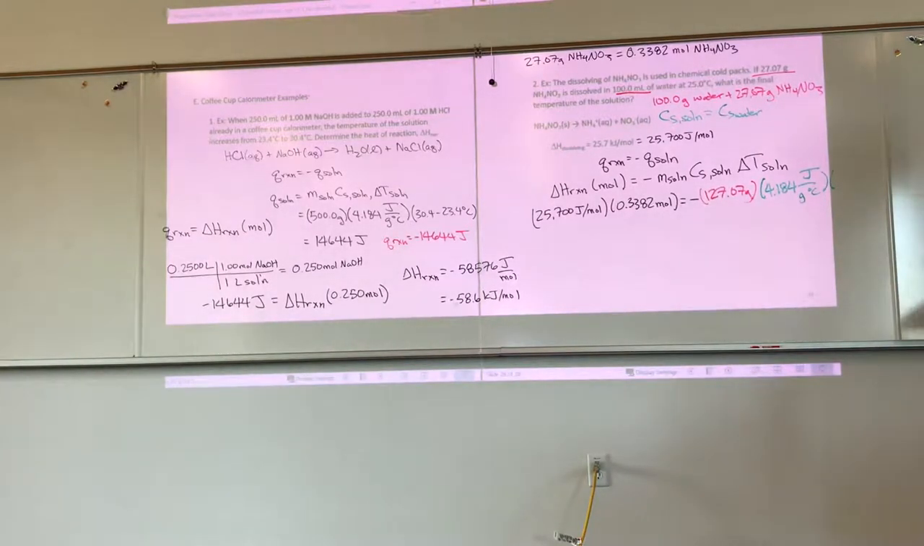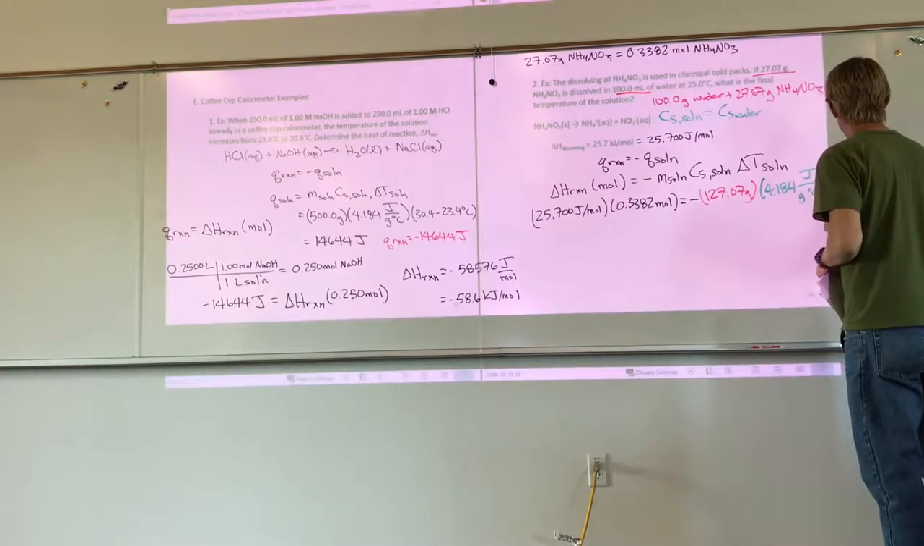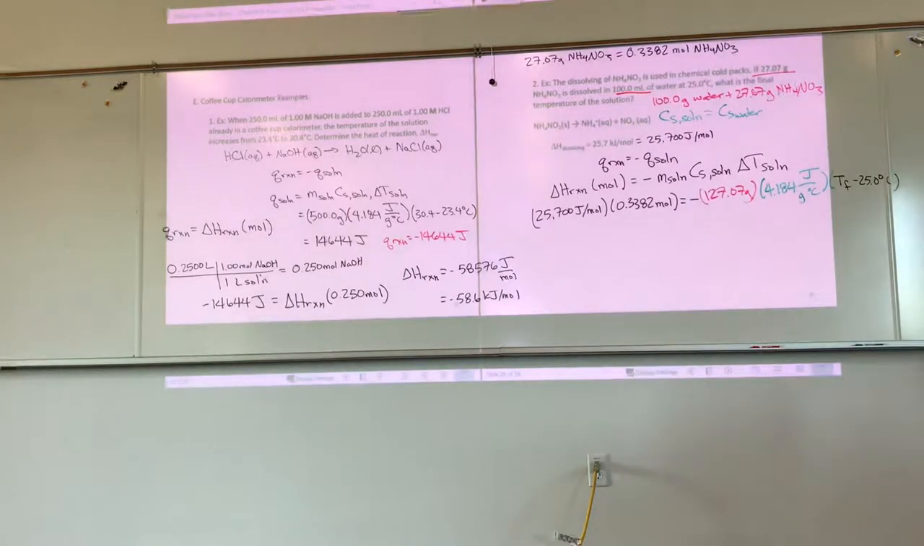And our temperature change. Well, we know that our initial temperature is 25 degrees. We don't know what our final temperature is. That's what we're solving for. So we'll put TF minus 25.0 degrees Celsius.